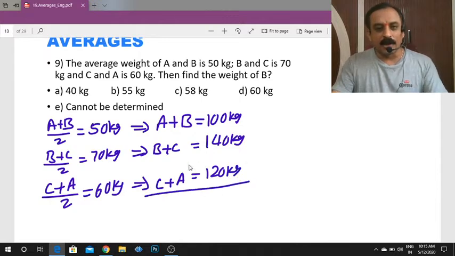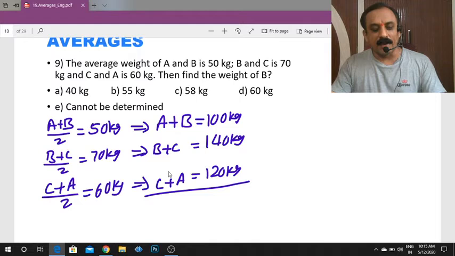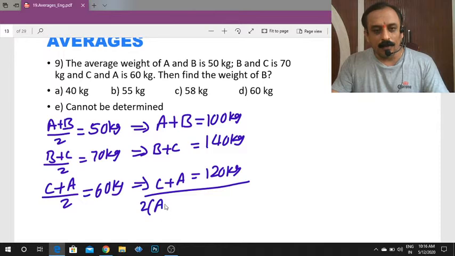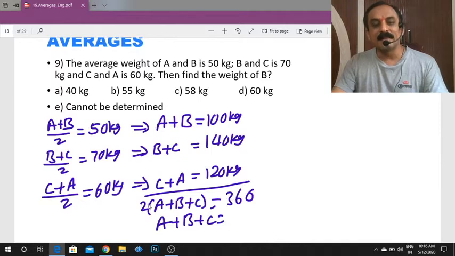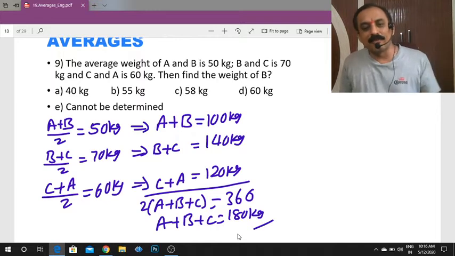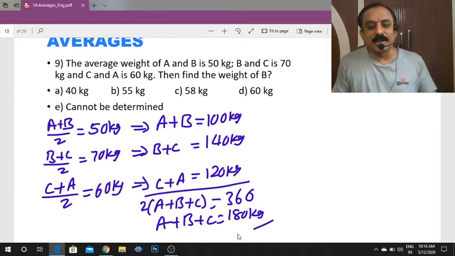Now find the sum of the three equations: A plus B plus B plus C plus C plus A. A plus A is 2A, B plus B is 2B, C plus C is 2C. Take 2 as common. 2 of A plus B plus C is equal to 100, 140, 120, which is 360. Now what is A plus B plus C? 360 by 2 is 180 kg. So the sum of these three members' weight is 180 kg.